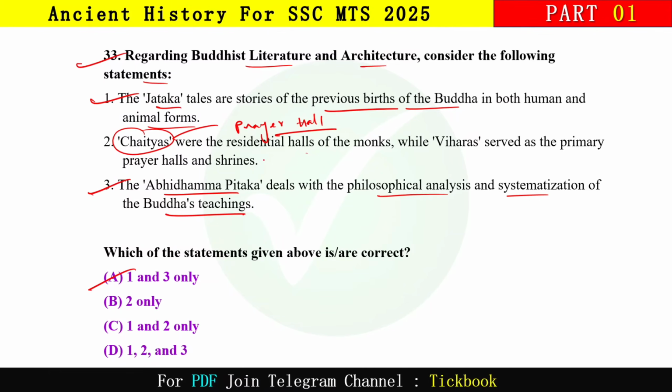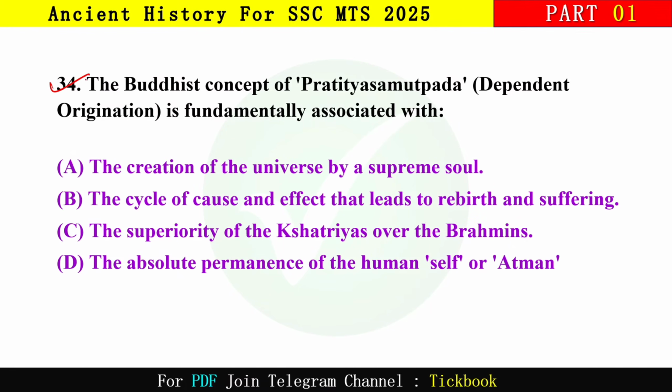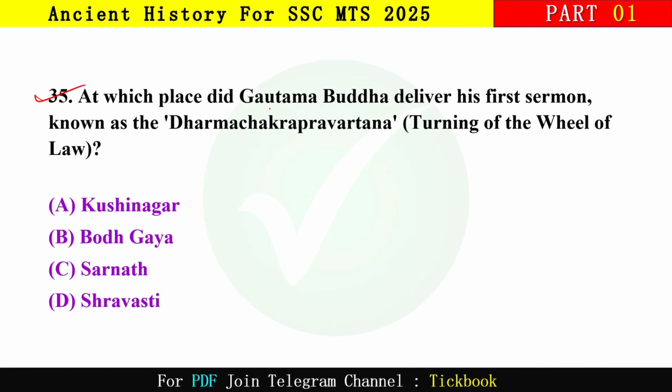Okay, for worship. 34. The Buddhist concept of Pratityasamutpada, dependent origination, is fundamentally associated with option number B, the cycle of cause and effect that leads to rebirth and suffering. 35. At which place did Gautam Buddha deliver his first sermon known as the Dharma Chakra Pravartan, turning of the wheel of law? Easy. Option number C, Sarnath.